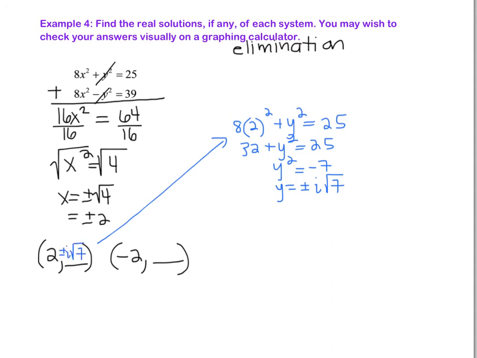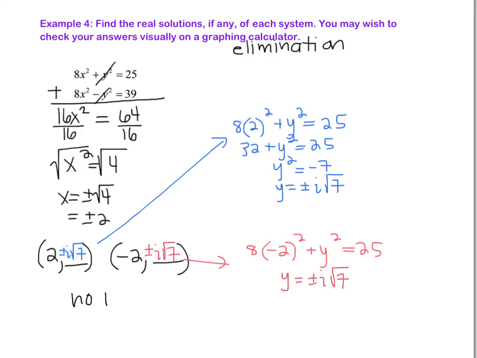Let's see if we get a real solution from this other point. So let's plug in negative 2. Hopefully you can see right away that this is going to be the same thing, right? Because whether you do 2 squared or negative 2 squared, either way there's still 4. So all of this algebra is going to be the same for the second one here. So I'm also going to get y equals plus or minus i root 7. So this problem says find the real solutions, if any, of the system. So this one has no real solutions.